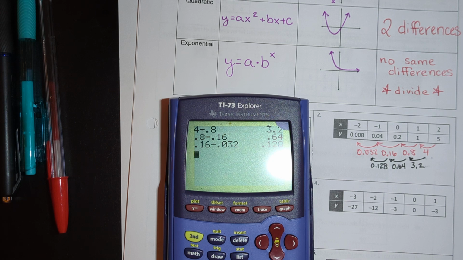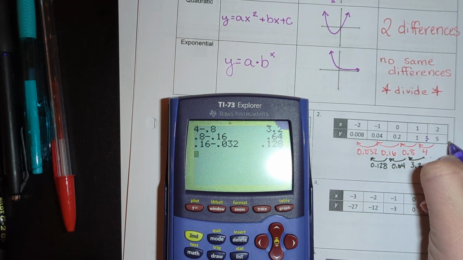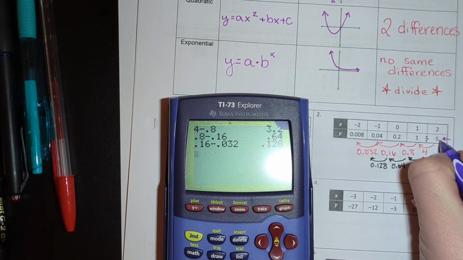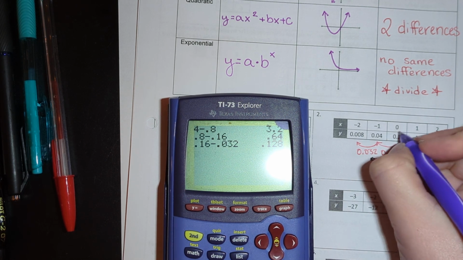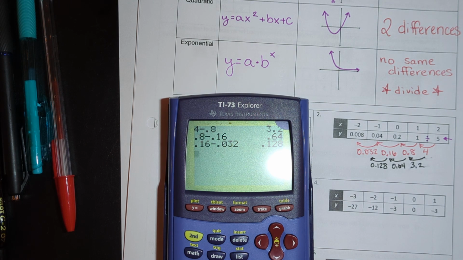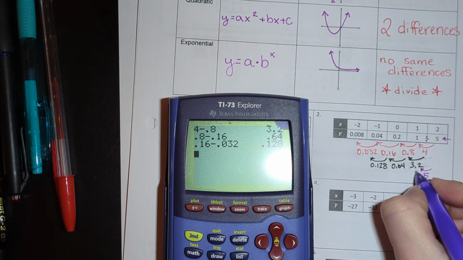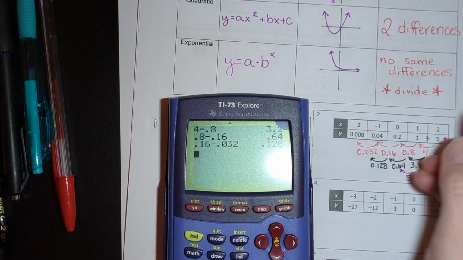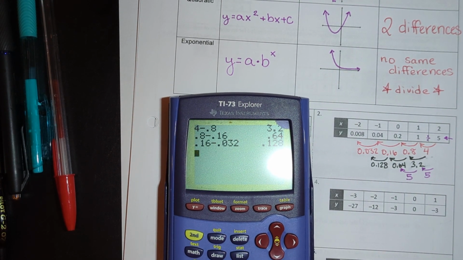So do 5 divided by 1. What do you get? 5. Okay, so again, when you divide, you divide going that way. So when you do 5 divided by 1, we get 5. Okay, what's 1 divided by 0.2? 5. Okay, so we got 5, and then we got 5. What's 0.2 divided by 0.04? 5.